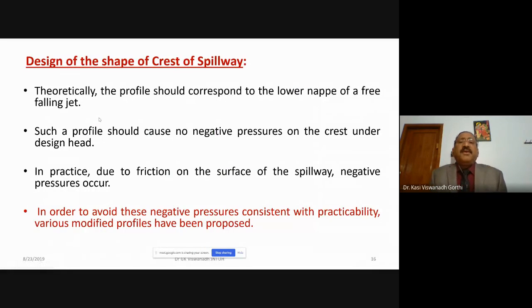Design the shape of the crest of the spillway. Theoretically, the profile should correspond to the lower nappe of a free falling jet. Such a profile should cause no negative pressures on the crest under the design head. So this is the main condition. There should not be any occurrence of negative pressure. In practice, due to friction on the surface of the spillway, negative pressure occurs. In order to avoid these negative pressures, consistent with practicability, various modified profiles have been proposed.